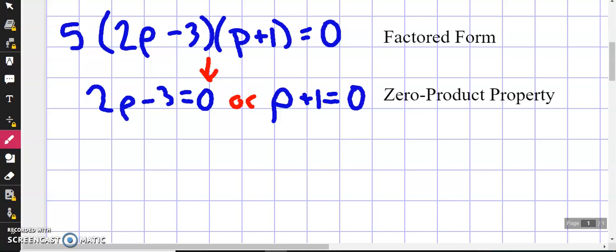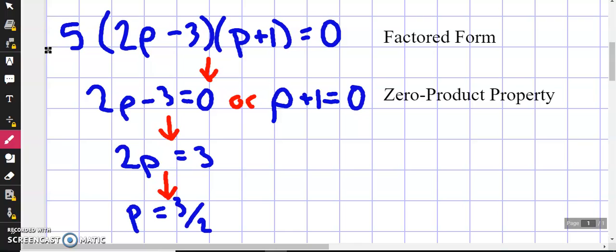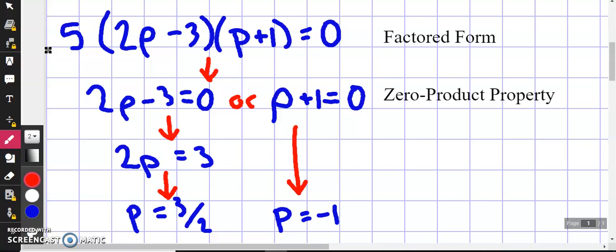From here, we'll just solve each equation one at a time to get our two solutions. To get the first solution, I'll add 3 to both sides to get 2p equals 3. Then we will divide the 2 on both sides to get p equal to 3 halves. To solve for the second solution, we'll take the p plus 1, subtract 1 on both sides to get p equal to negative 1. And since either answer could be correct, we're just going to put the word or in between them to tell us that these are both solutions to our equation.